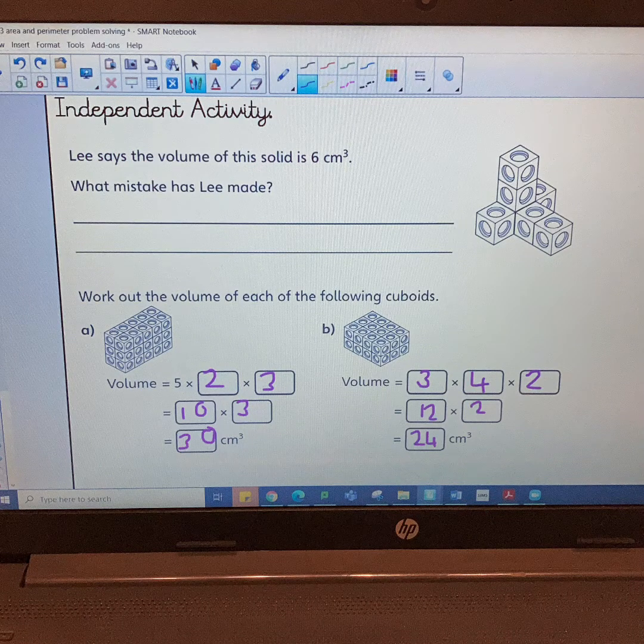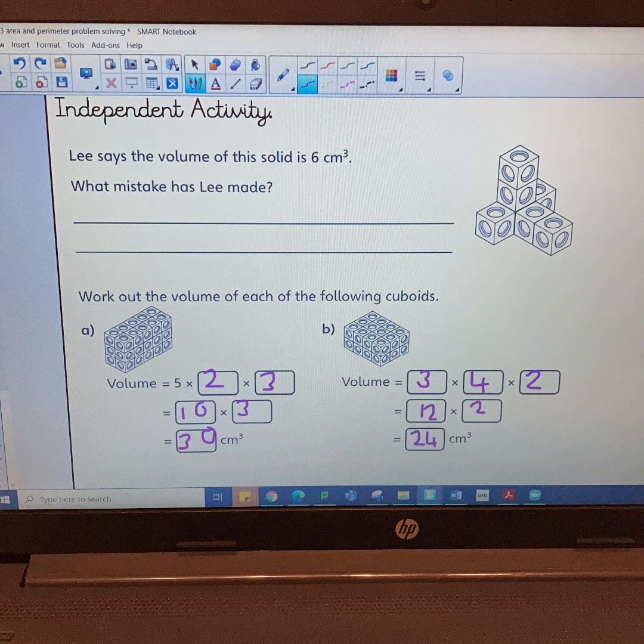Answer time then. So for this top one is an explain it question. Lee says the volume is 6 centimetres cubed. What mistake has he made? And hopefully you didn't write, he hasn't made one, which some people sometimes do. Because if it's telling you he's made a mistake, he's made a mistake.